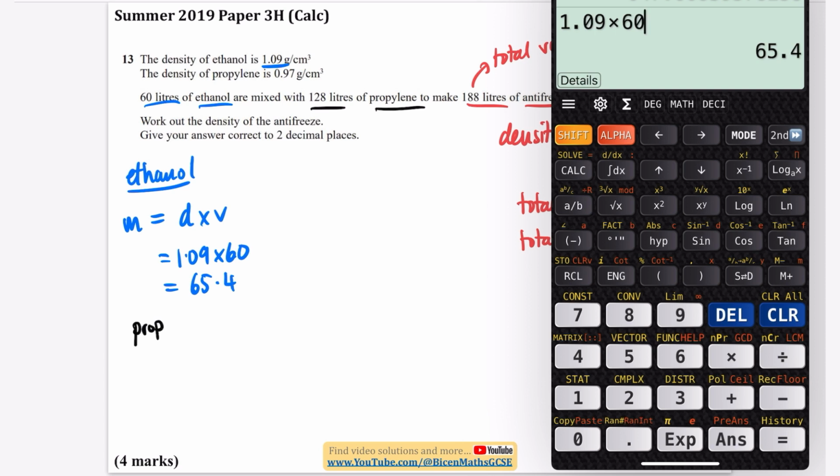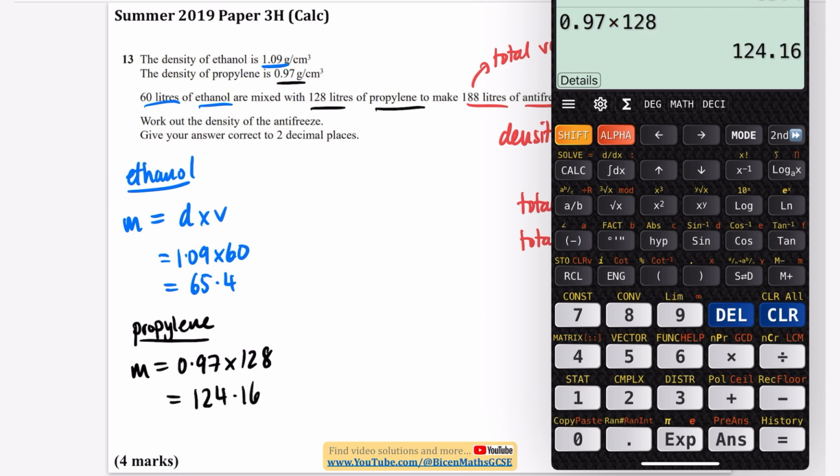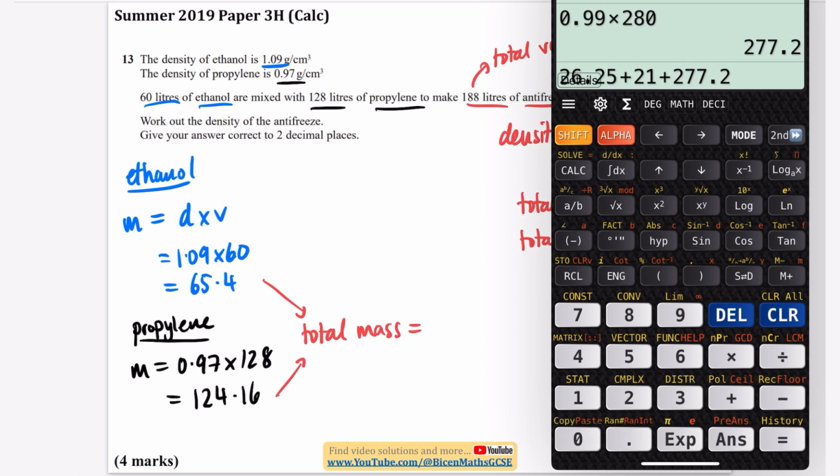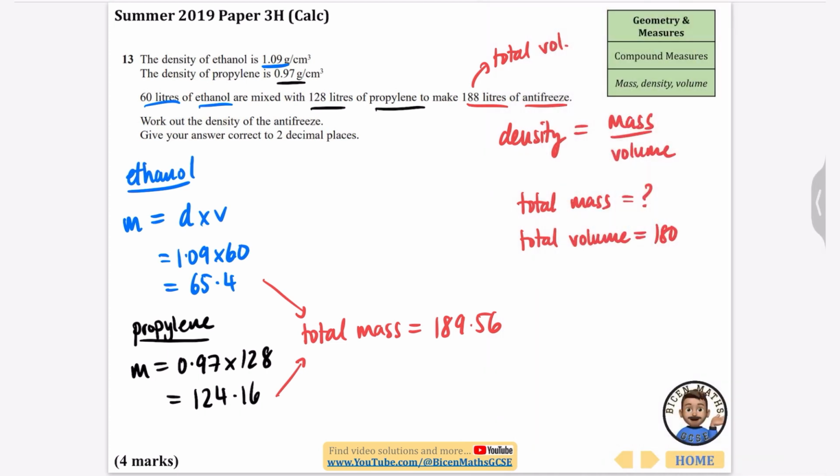Now I'll switch to my black pen that I've got here. I'm going to do my propylene, and the propylene's mass is going to be 0.97. And there's 128 litres of this. So I'm going to do 0.97 multiplied by 128, and we get 124.16. So the total mass is going to be these two things combined. These two things will give us the total mass. And the total mass is 124.16 plus 65.4, which is 189.56.